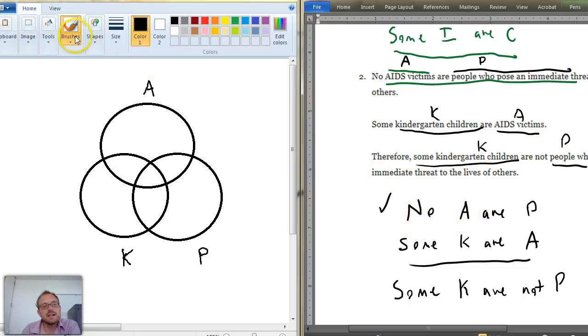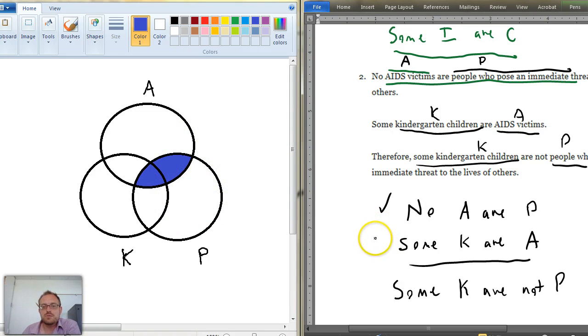Now since it's universal, of course, I'm going to do a fill. Let's do a purple this time. So if no A or P, if none of the A's or P's, that means that the A's are totally separate from the P's, which means I place my fill right here in the middle. See how they're separate? The A is separate from the P. Again, a function of distribution.